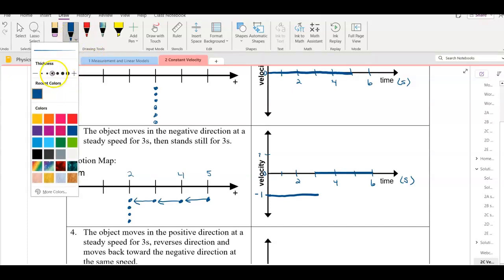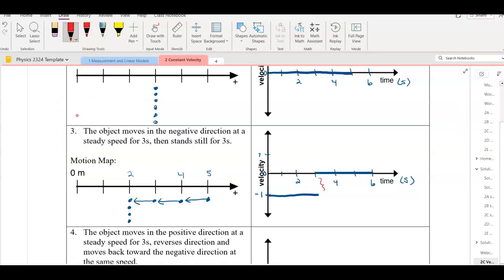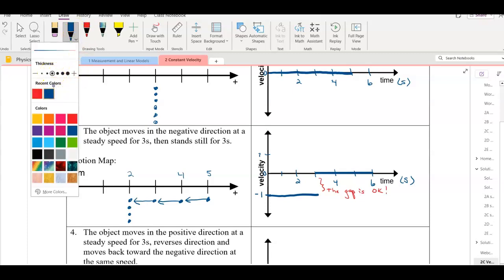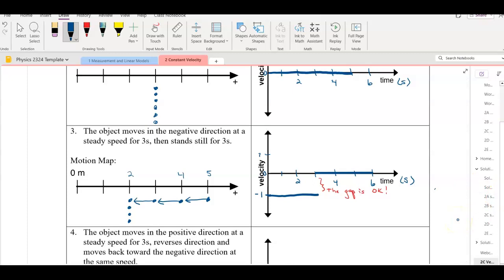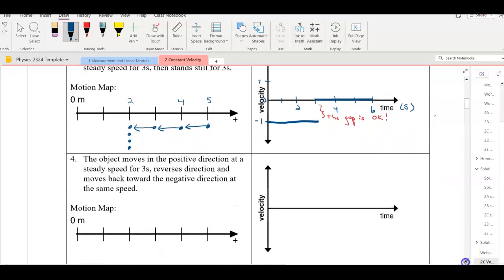Okay, so notice that there is a gap here. I don't have a continuous graph. This gap is okay. It just means that I had a sudden change in the velocity. Okay, so anyway, a position versus time graph must be continuous, but on a velocity versus time graph, the gap is okay.